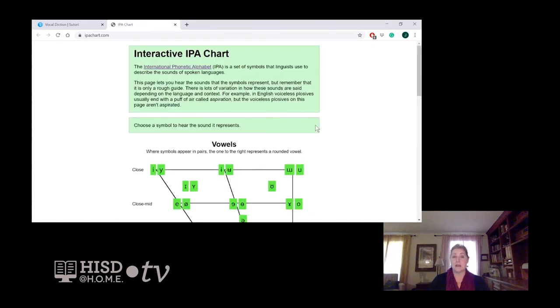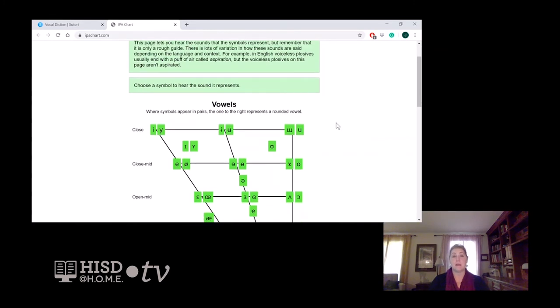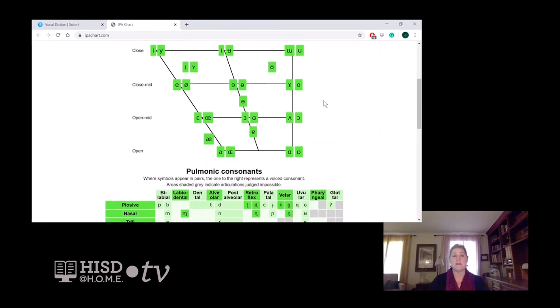Here's our IPA chart that's interactive, ipachart.com. This is a great place for you to practice your vowels. Let's look at the forward vowels in Italian. E, E, E, A, E, E, A. Notice that we did not practice I or A.